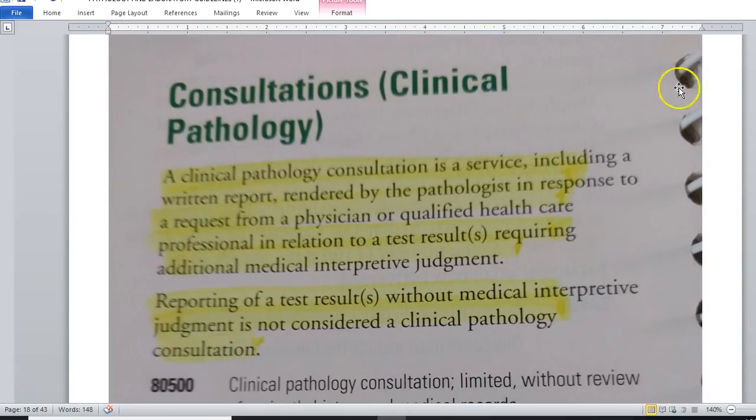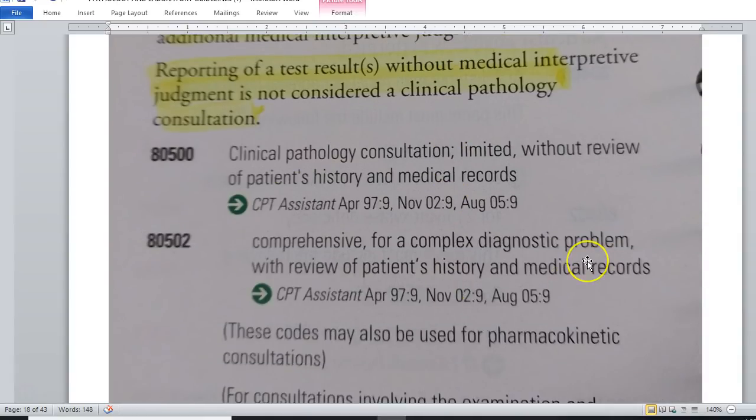So the next section is the consultations for clinical pathology. There's only 2 codes here, but this is important. Again, it tells us a clinical pathology consultation is a service including a written report rendered by a pathologist in response to a request from a physician or qualified healthcare professional in relation to a test result requiring additional medical interpretive judgment. So a physician from another area has asked a pathologist to look at information and to write a report. Reporting of test results without medical interpretive judgment is not considered a clinical pathology consultation. Remember, consultations have to have an actual write-up. That's what a consultation is.